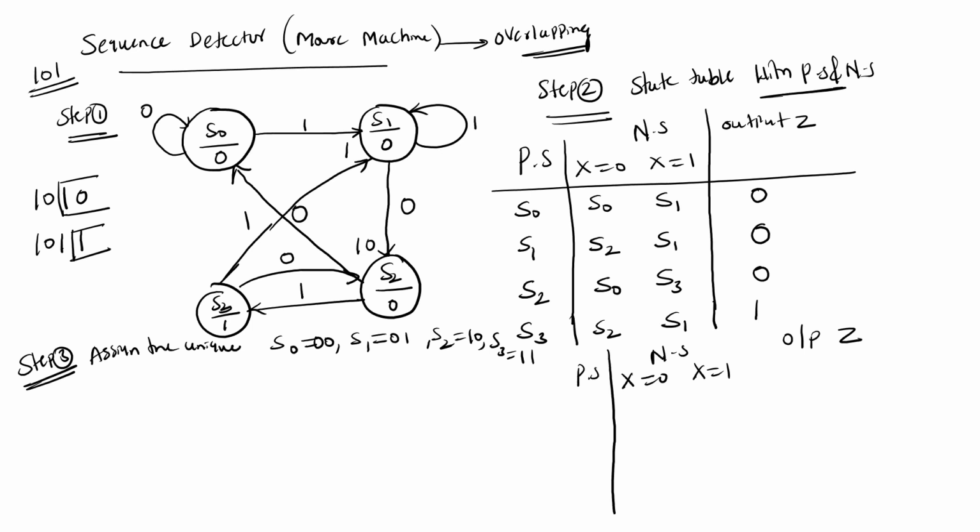I think if I draw in the next slide, I think it will be easy for me. Okay. um, okay, next slide I will draw. Okay, this one. Okay, no, this step 2, state table with present state and next state. Hello, is it fine now? Yes, sir. Yes, sir. Okay. Okay, okay.